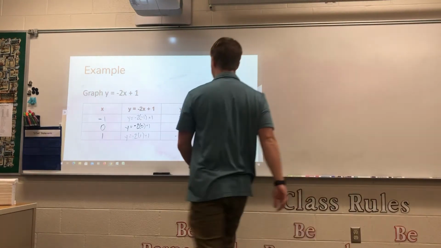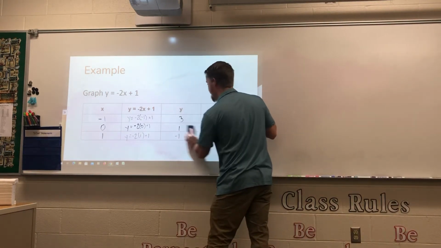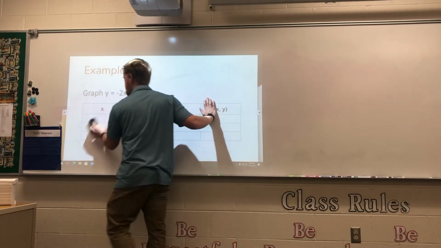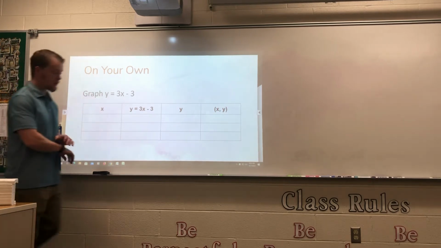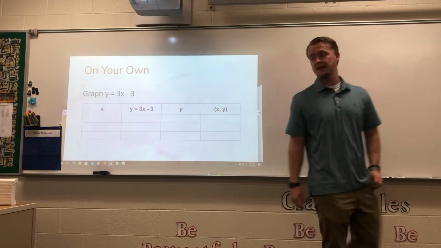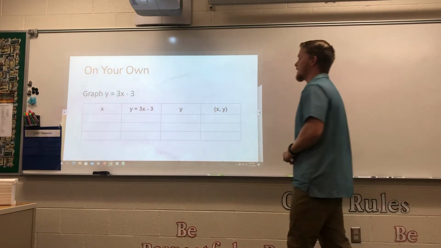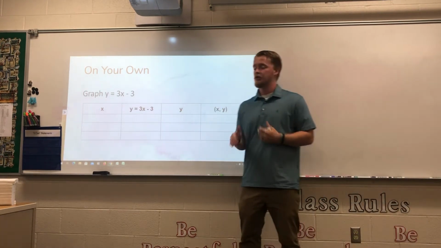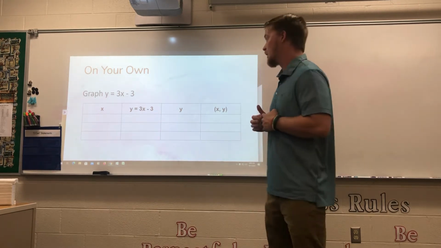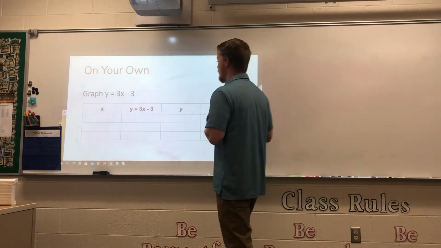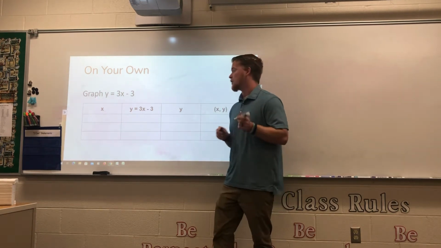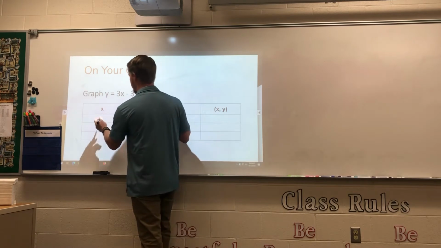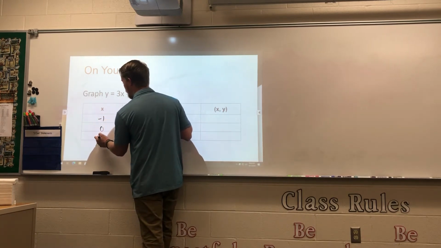So, we can finish that one up. Let's look at another one. So this is another equation. It says graph y equals 3x minus 3. And again, you're going to go through those same steps we just covered. So the first thing you do is select your x values. Again, I always like to choose small ones so it's easy to graph on my coordinate plane. So I'm just going to choose the same ones. Negative 1, 0, 1.